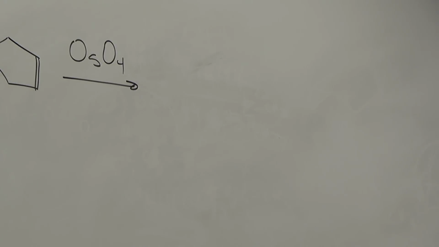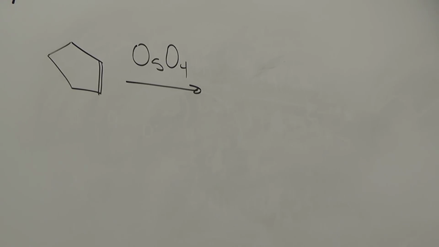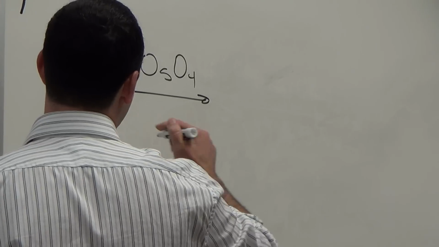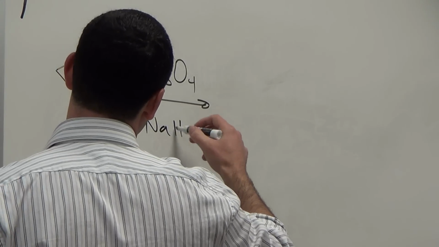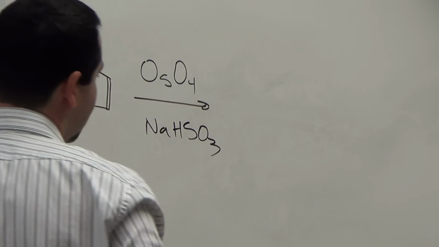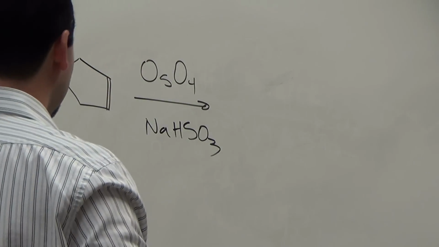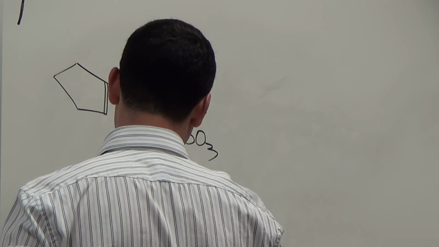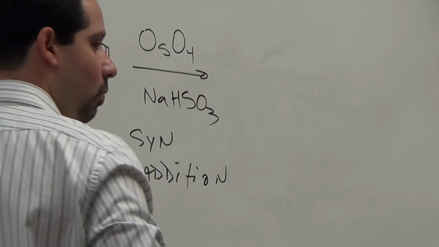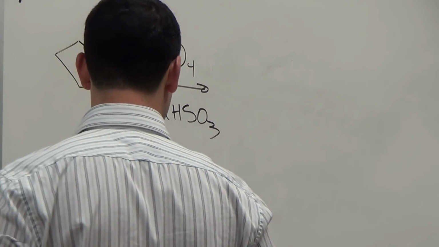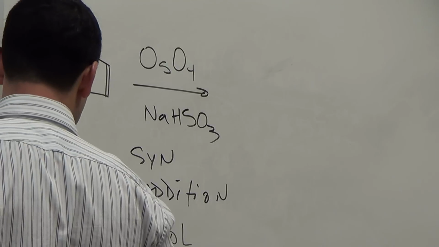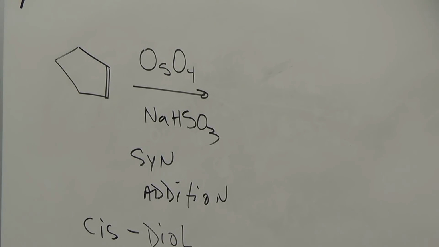What was this called again? OsO4. Is this syn diol? Yeah. And what else was here? NH3. Okay, so this is going to give you syn addition, and what this is going to give you will be diols. This will be cis diols. That's what it's going to give you.